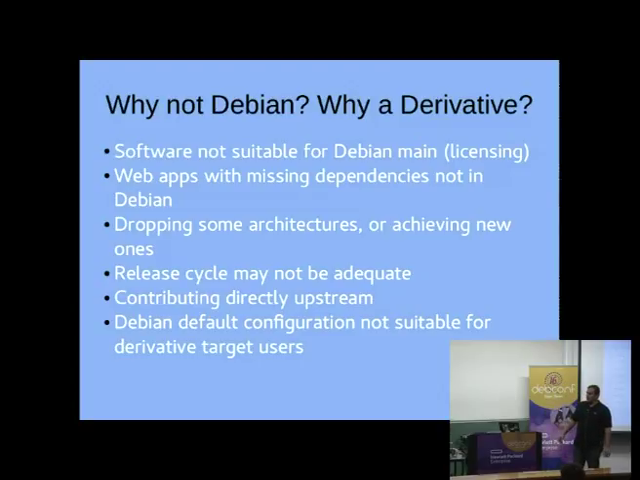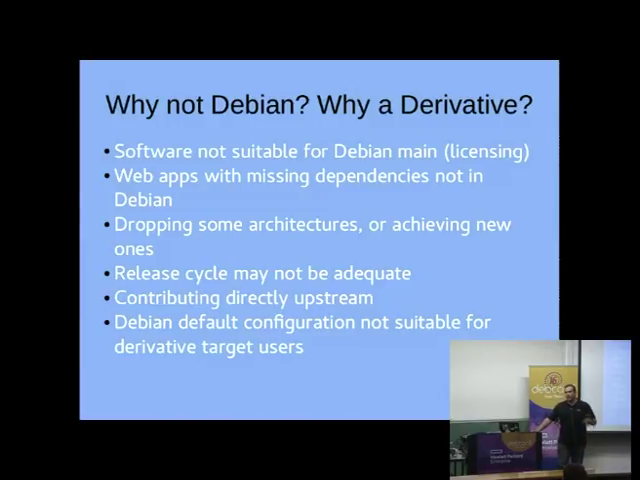So why not Debian? Why do you need a derivative? Well, there is some software which is special and cannot be in Debian because of the licensing, or maybe you run a web application which needs some dependencies, and you cannot have those in Debian easily. Or maybe you want to drop some architectures and go faster in your development than Debian, because Debian needs to keep up with too many architectures and packages and dependencies, and Debian cannot go as fast as what the derivative might need.